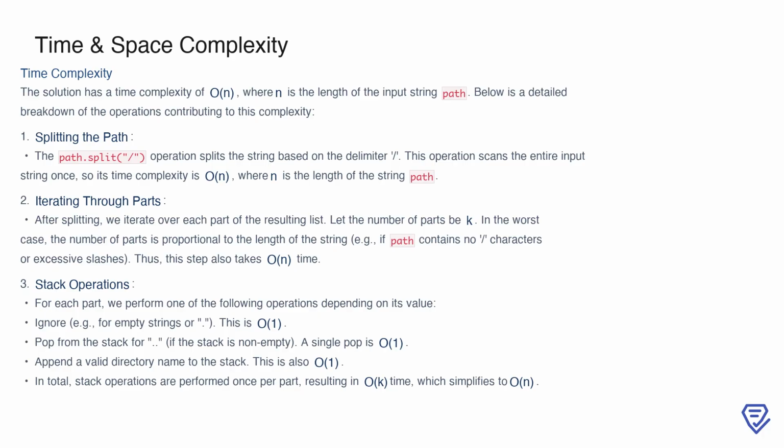Finally, we perform stack operations for each part. Ignoring parts, like empty strings or dot, is O(1), popping from the stack for double dot is O(1) per operation, and appending valid directory names is also O(1). Since these operations occur once per part, the total time for stack operations is O(k), which simplifies to O(n). Combining these contributions, the overall time complexity is O(n).